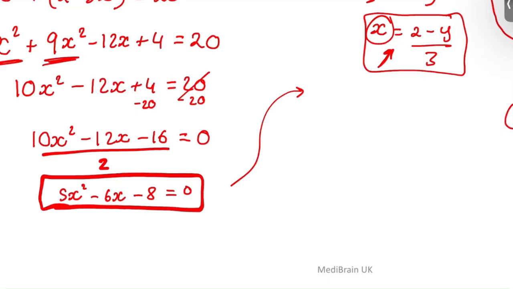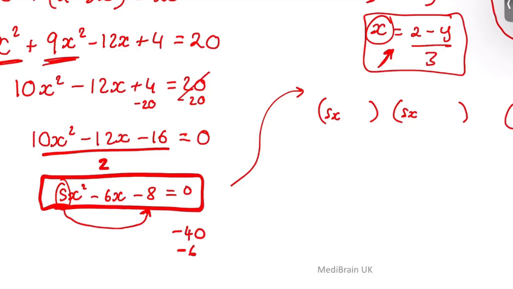The way that I use is I split up two brackets like that. There's a 5 in front of the x squared, so I'll put a 5x in each bracket. I multiply the first number by the last number, so 5 times minus 8 is minus 40, and the middle number is minus 6. So we have minus 40 and minus 6. I'm going to think of two numbers which multiply to minus 40 and add to minus 6.